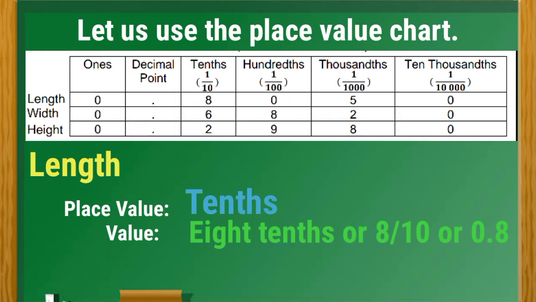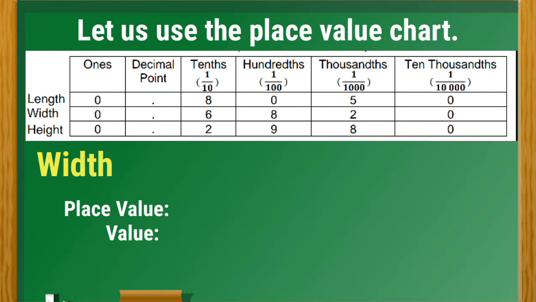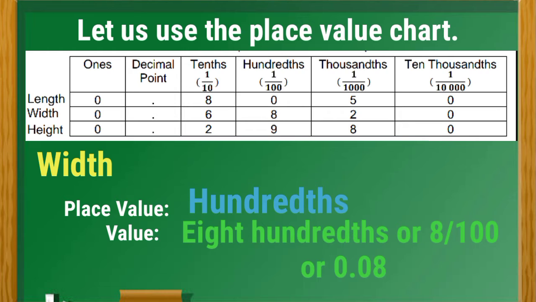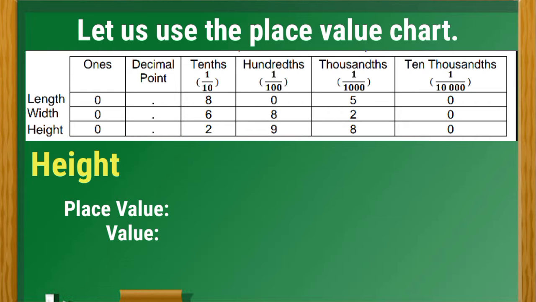So its value is 8 tenths, or it can be written in fractional form as 8 over 10, or in decimal form as 0.8. But it can still be read as 8 tenths. The digit 8 in the width occupies the hundredths place value. So its value is 8 hundredths, or it can be written in fractional form as 8 over 100, or in decimal form as 0.08, or still can be read as 8 hundredths.